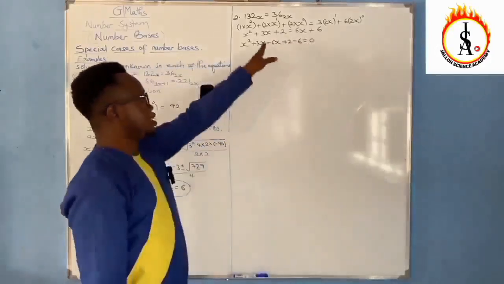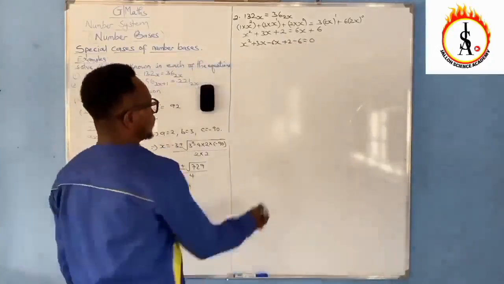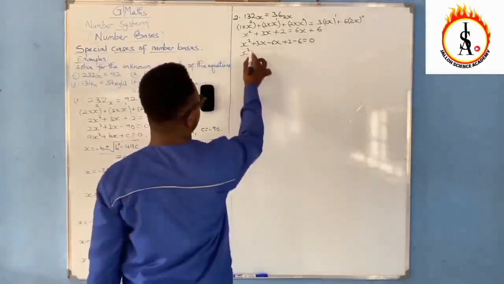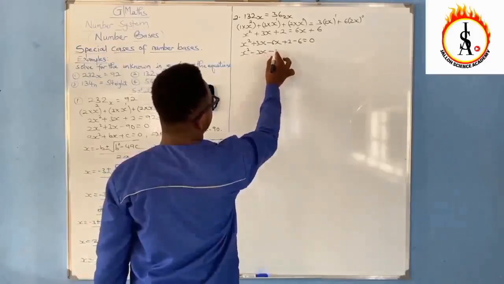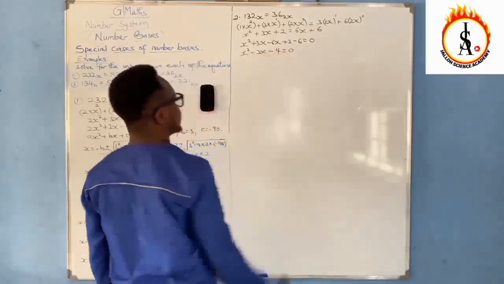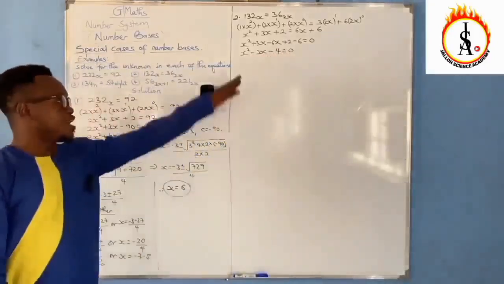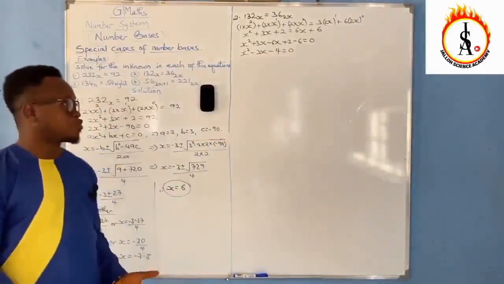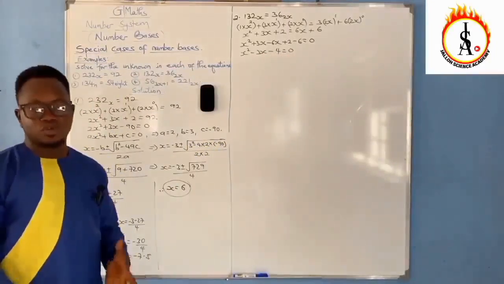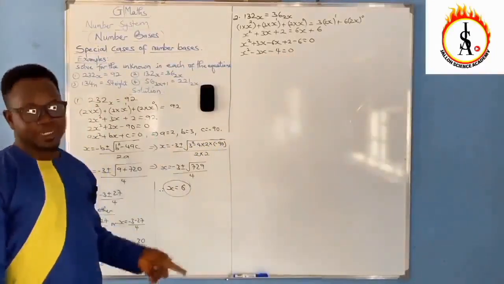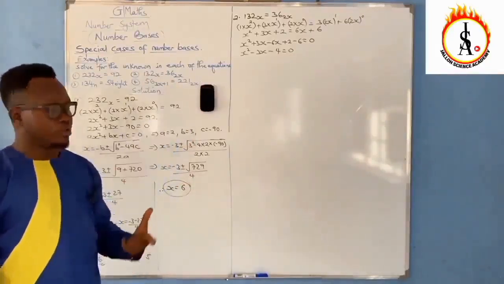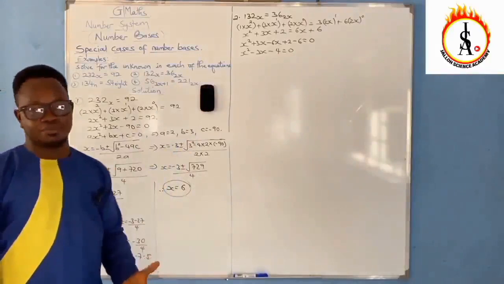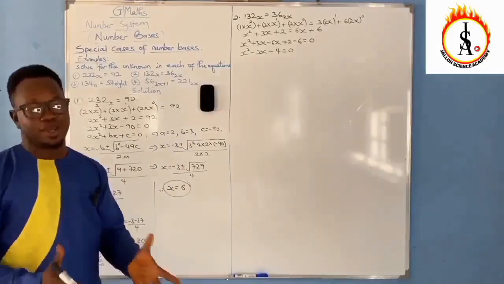So everything on that side now becomes 0. So we have x squared, work this out, we get negative 3x, negative 4 is equal to 0. So we have the sum to be negative 3, the product to be negative 4. So what two numbers, if we multiply them, we get negative 4, and if we add them, we get negative 3? So the numbers will be 4 and 1.